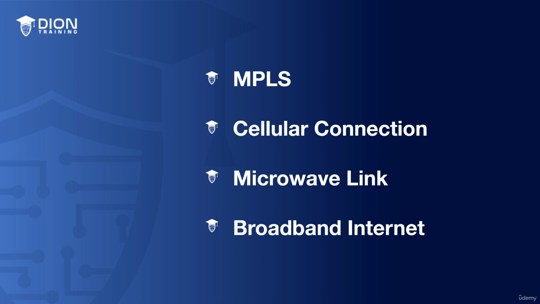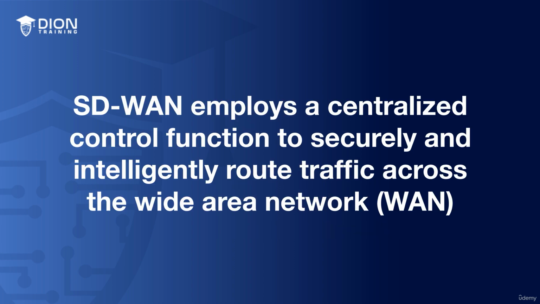This means we can really use any of our other WAN connections that we want to, things like MPLS, a cellular connection, a microwave link, or a regular broadband internet service like a cable modem, in order to create a virtual wide area network architecture that we can then run our networks over. To create an SD-WAN, you can use a centralized control function to securely and intelligently redirect the traffic across the WAN. Our traditional WANs, which were never developed with the idea of integrating cloud services into our enterprise networks, simply aren't able to do this.